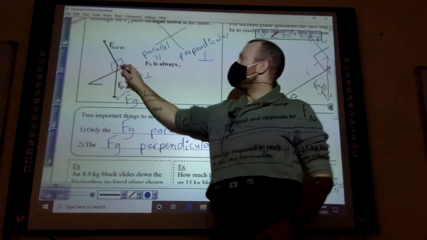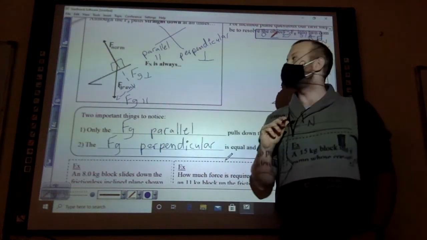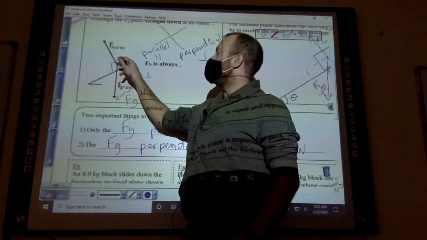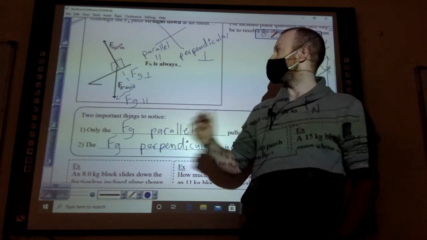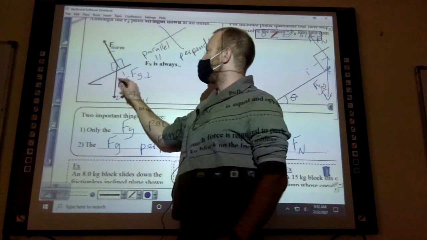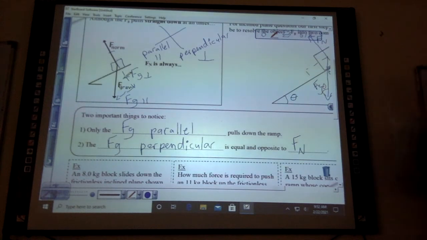Because these two are opposing each other, right? They're pushing in opposite directions. So your object is not hovering above the surface, it's not going into the surface, so these two have to be equal. Otherwise, there'll be an unbalance in that area and it'll float or go into the surface.